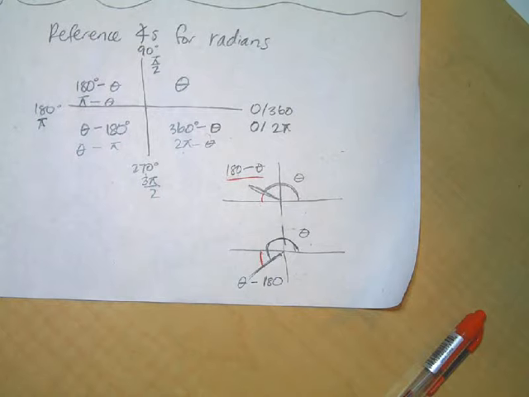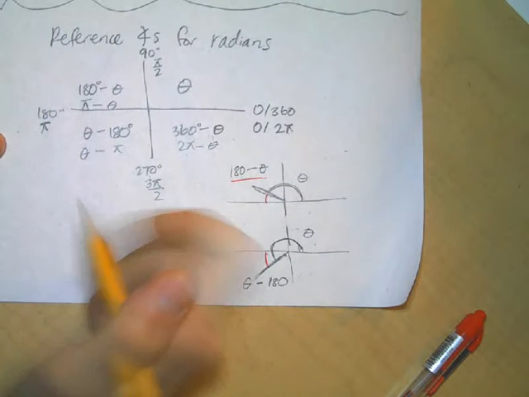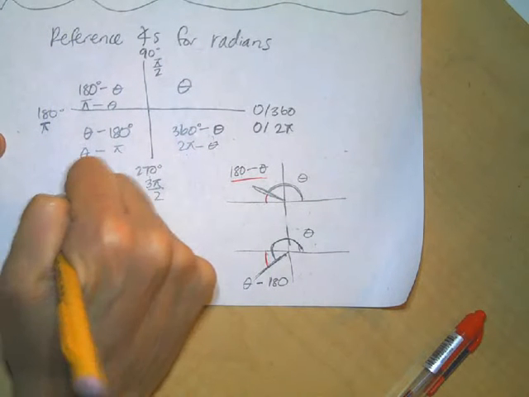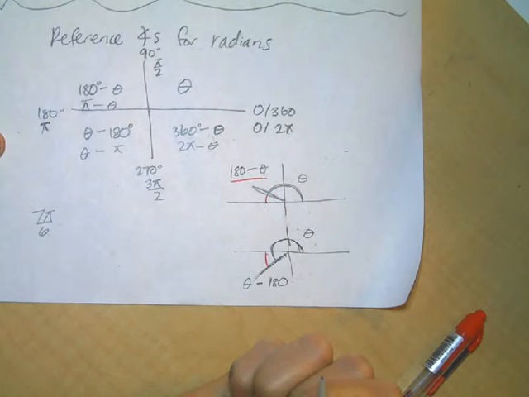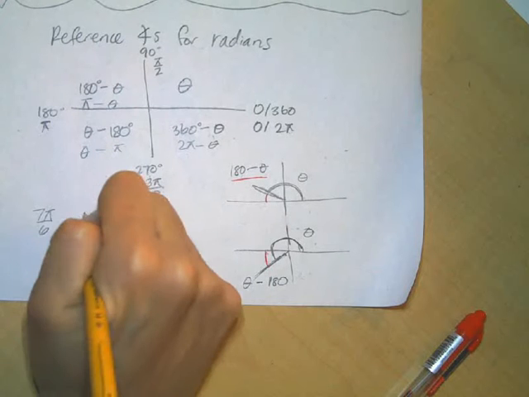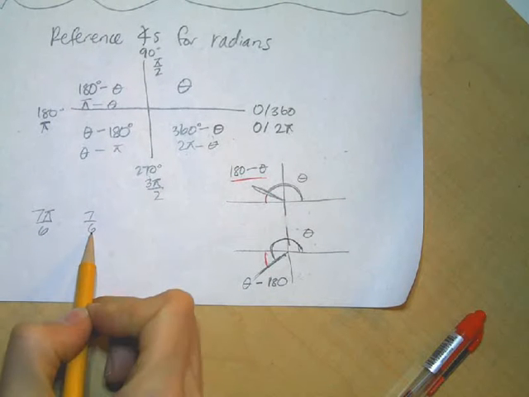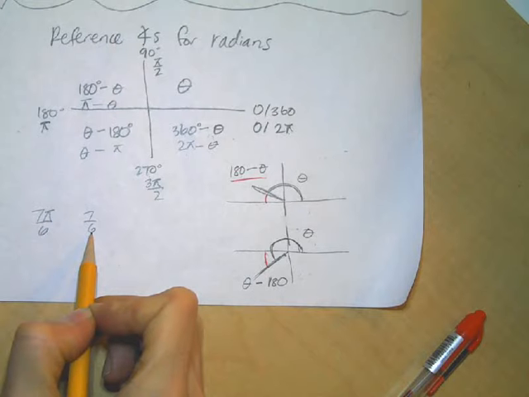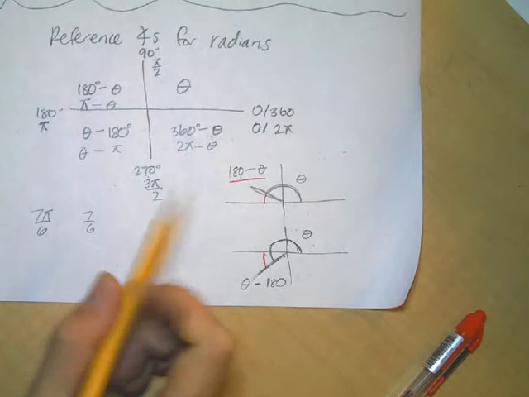Okay? Now, let's say they give you an angle, 7 pi over 6. To find the reference angle, I just think of the angle, I think of 7 over 6. Is that greater than 2? No, it's not greater than 2. Is it greater than 1? Yes, it's between 1 and 1.5. Okay, so that means it's going to be in the third quadrant.